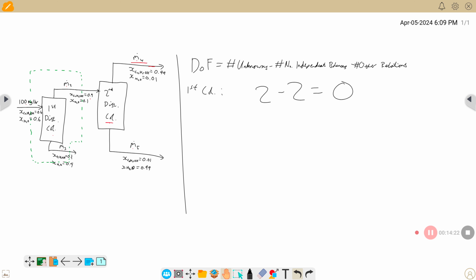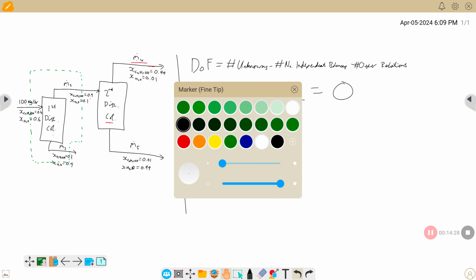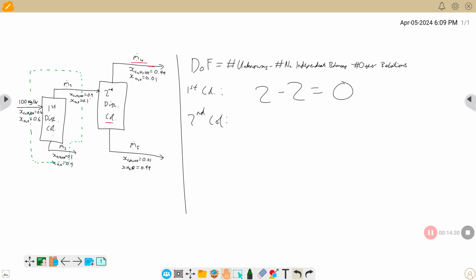Just for the sake of doing it, I'll do this real quick, I'll do the other degrees of freedom analyses that we can carry out. We can carry one out on our second column, so we only consider things that come in and out of our second column. That is M2, M4, and M5. Those are our unknowns for our second distillation column, so that's 3 unknowns. Minus, again, 2 balances, so we would have 1 degree of freedom for our second column.